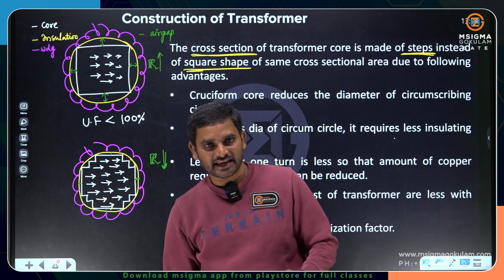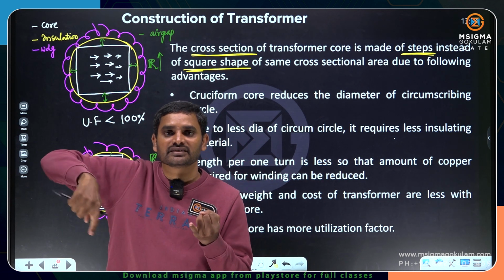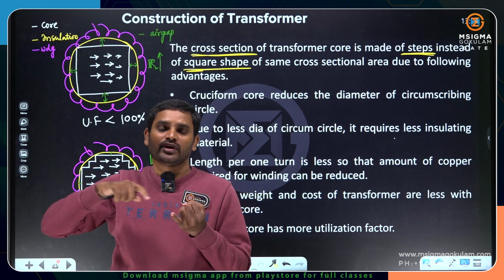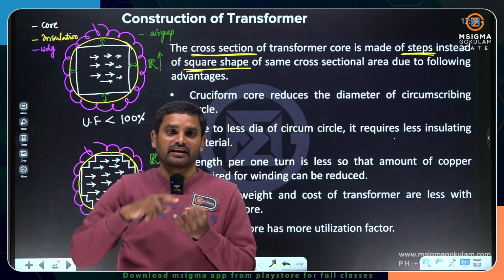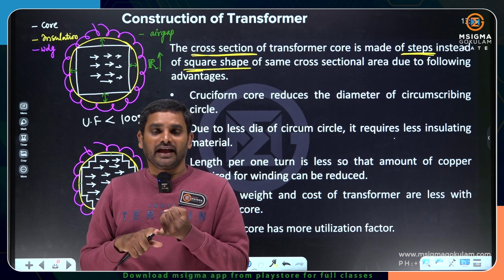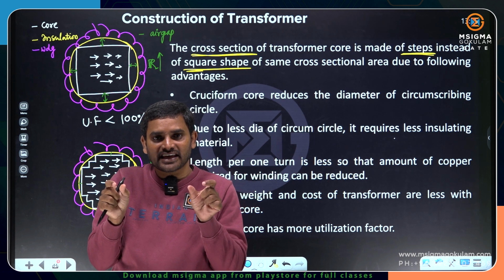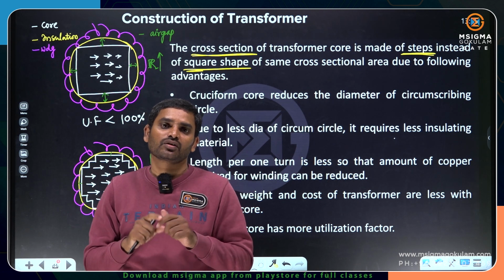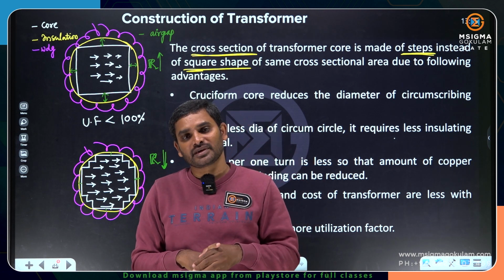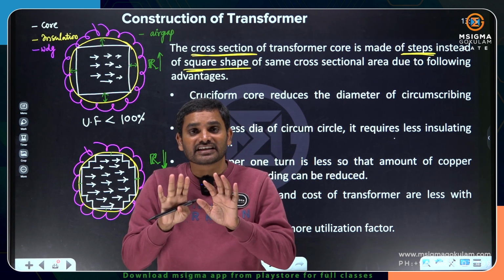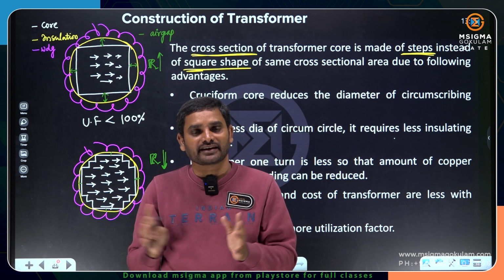So let me repeat once again. Square shaped core requires more insulation length per turn. Square shaped core also requires more copper per turn. And because of sharp edges, there is an air gap between the winding and core, and because of the air gap, the reluctance of the core increases, and hence flux establishment will be opposed. So the core cannot be completely magnetized.